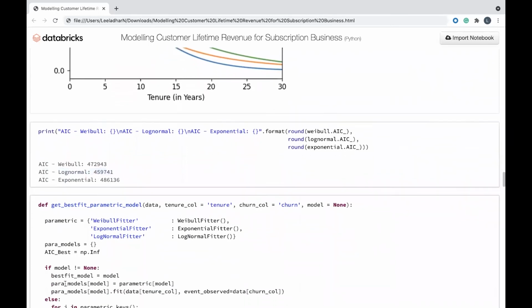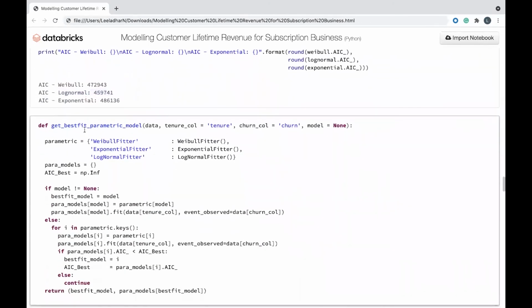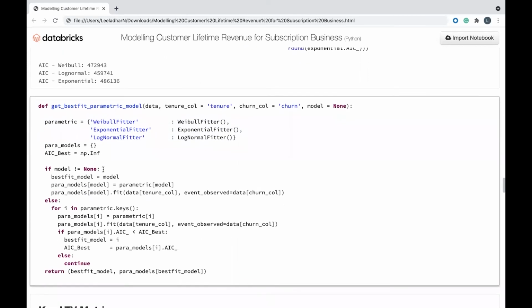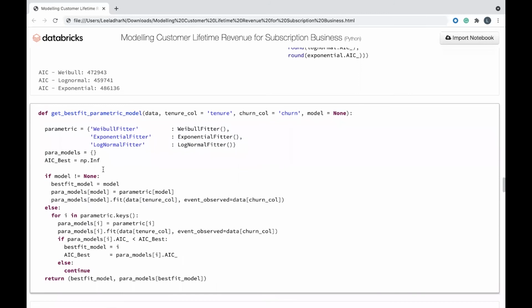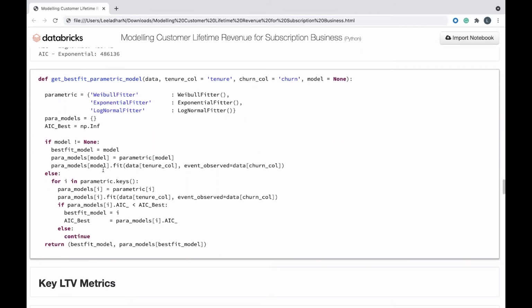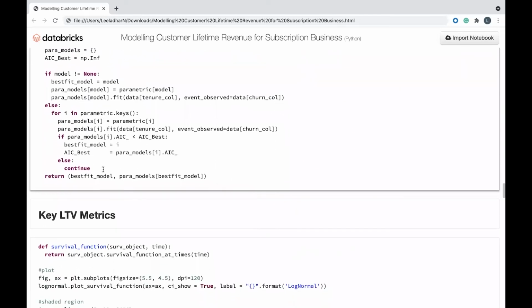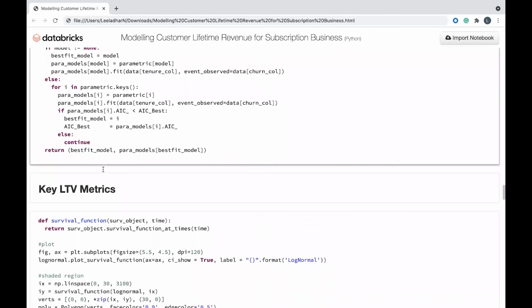And then here we have a function to get the best fit parametric model on the data among these three distributions. And if we want to try any other distributions, we can add them to this dictionary. So with that, we know how to build basic survival models. And now let us see what are the important metrics that we can extract from these models.